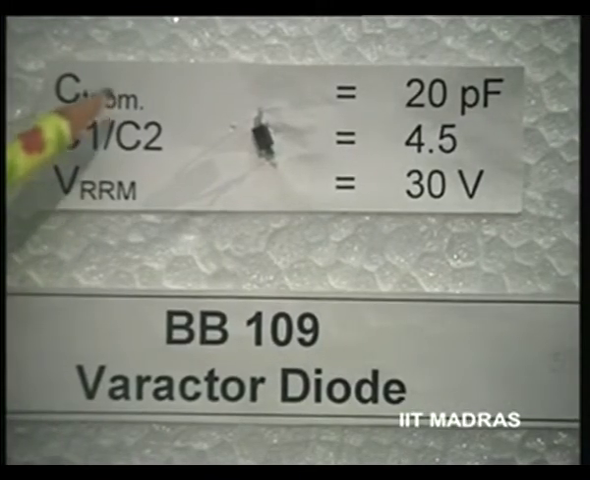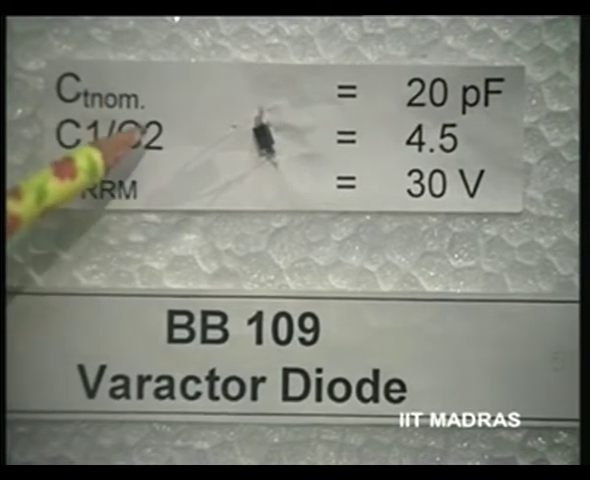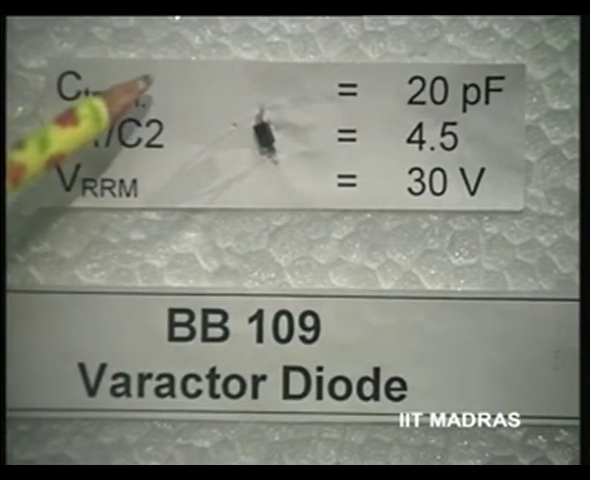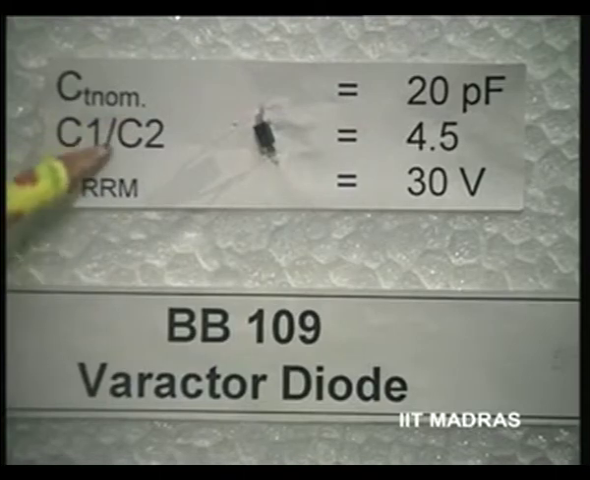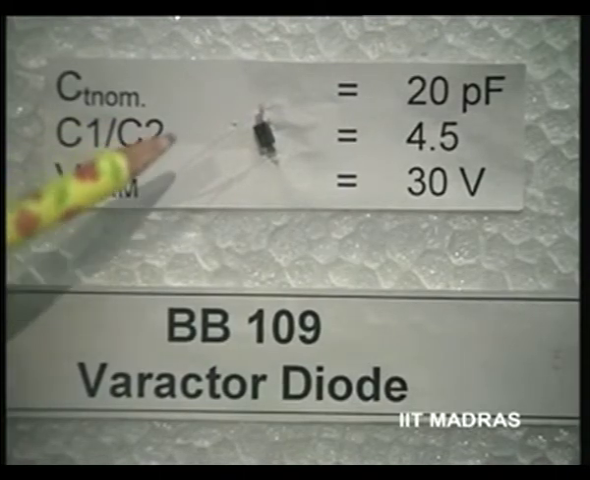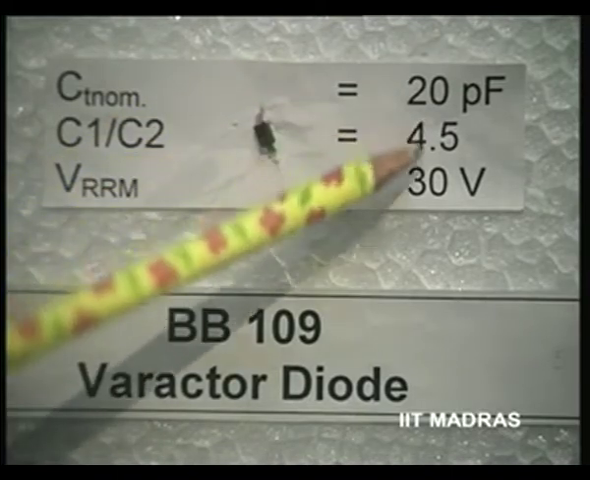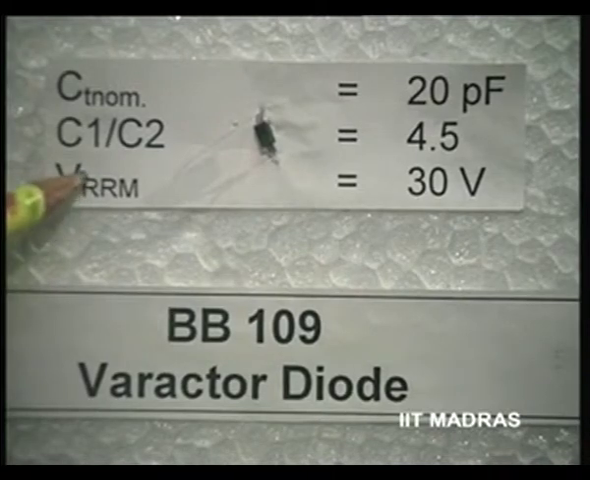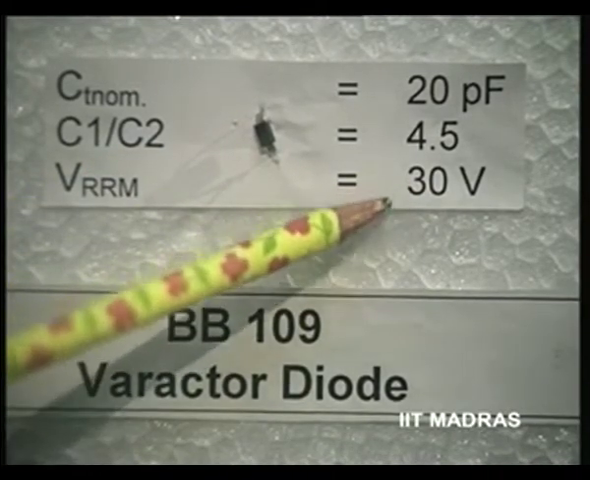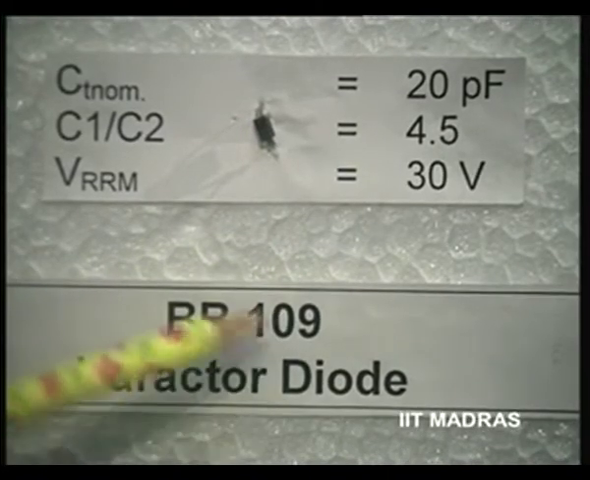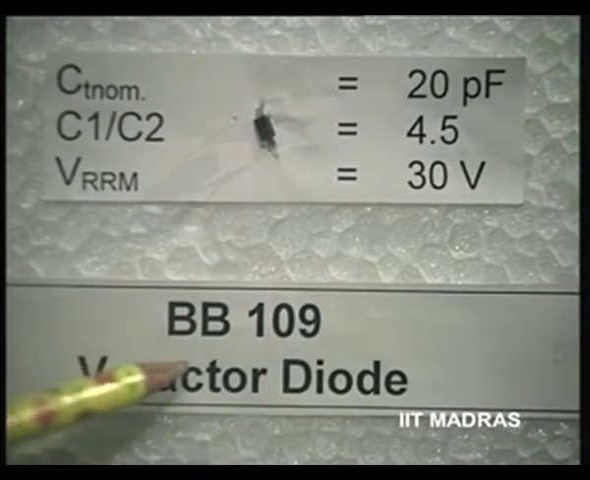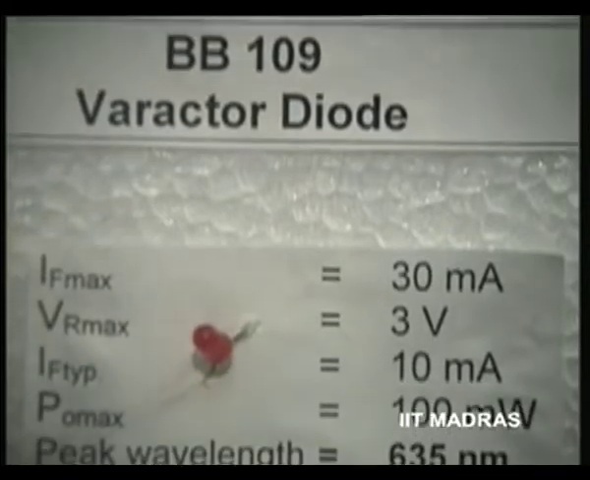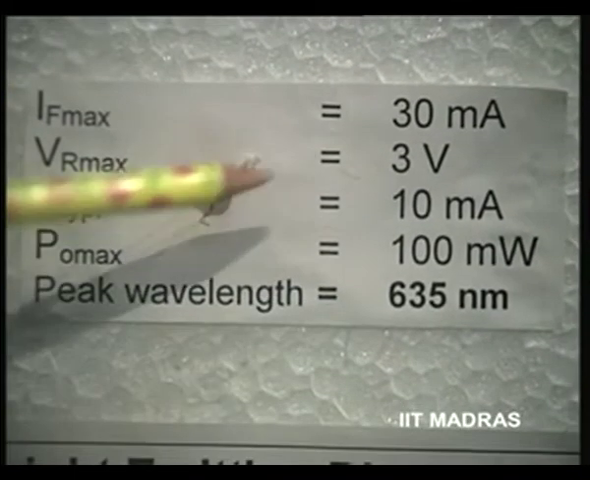Coming to special diodes, we now have a Varactor diode. As you can see, the nominal value of the capacitance C total is 20 picofarads. C1 by C2, that is the maximum to minimum ratio, is typically 5, I said 4.5 in this case, and the maximum voltage that you can apply is 30 volts. This is BB109, which we had also plotted in the earlier class, a Varactor diode.